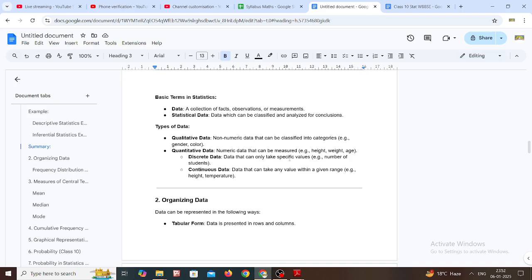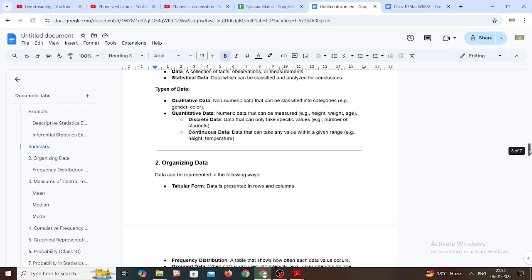Discrete can take specific values like the number of students in a class; it can't be a fraction value. Continuous data can be a fraction value, like height, temperature, and any value within a given range it can take.